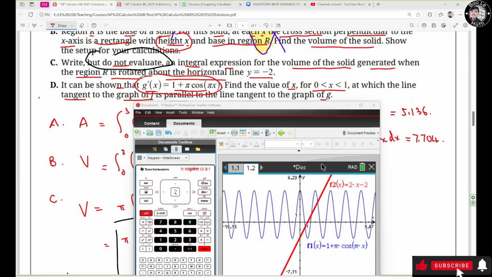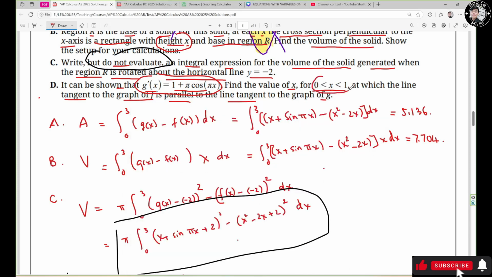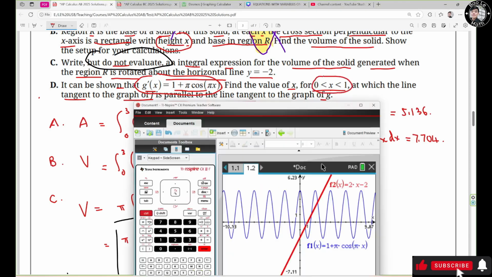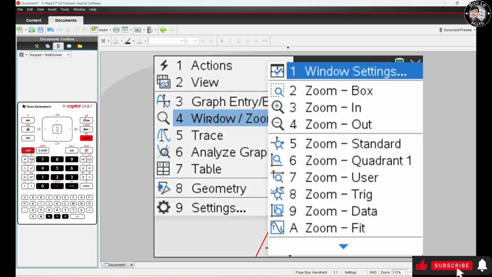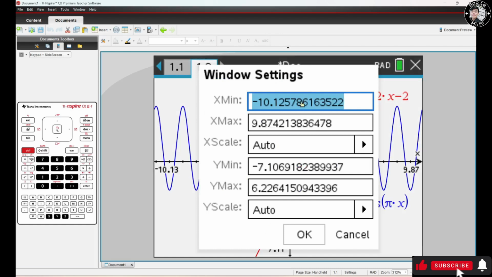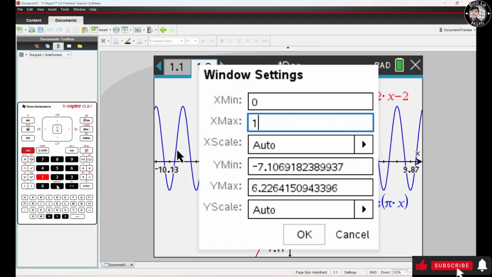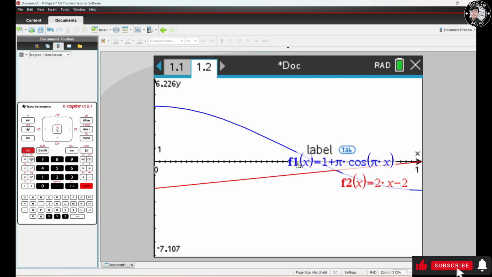Now I need to find the intersection between these two guys where s from 0 to 1. So keep that in mind. So you need to limit the domain. It's going to be from 0 to 1. So now I need to hit menu, window. I hit window settings right here. As min I put 0. As max right here I just put 1. Alright, I hit enter.